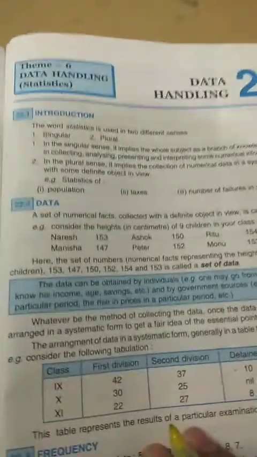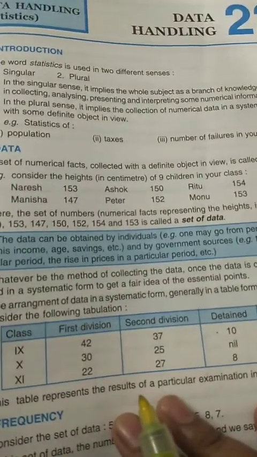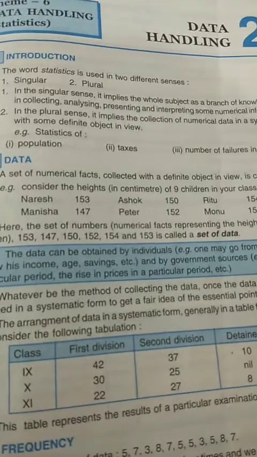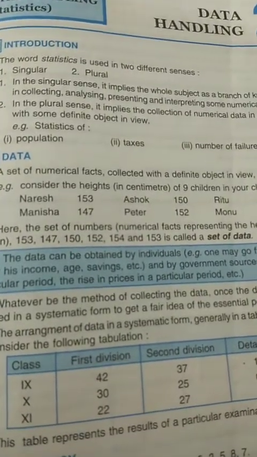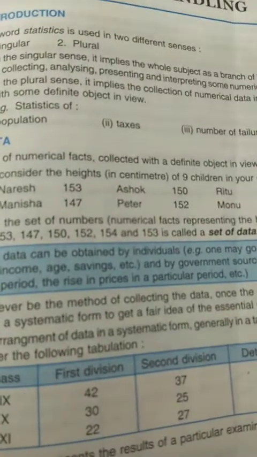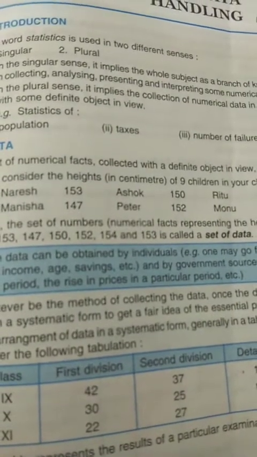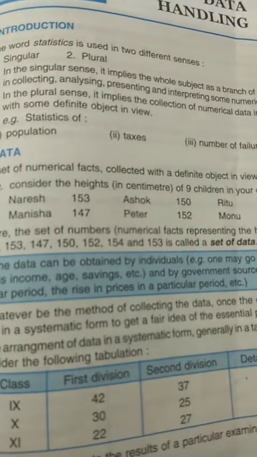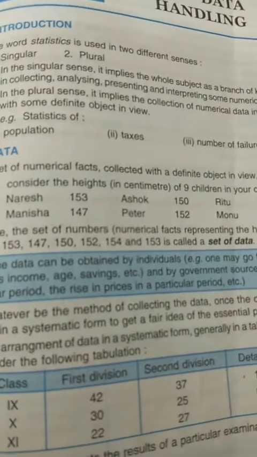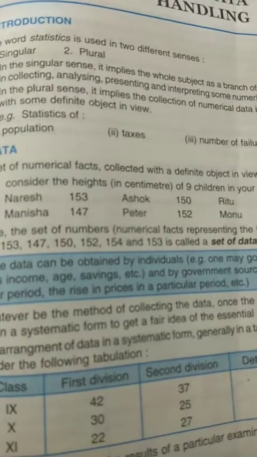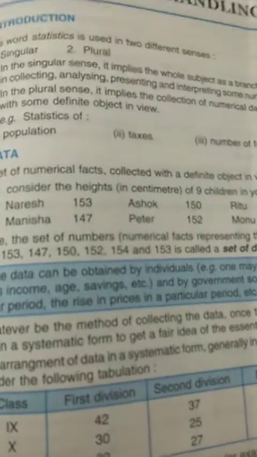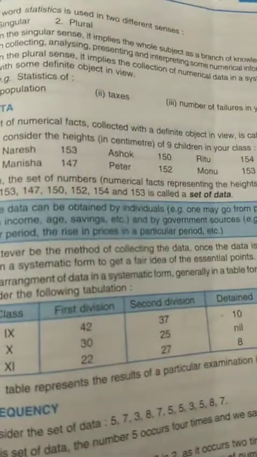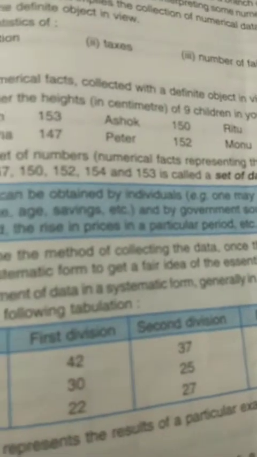What does data mean? Data is a set of numerical facts collected with a definite object in view. Now it can be a survey of any school, or anything, any topic. It can be a survey of trees planted. So this is called data. It can be anything, birth rate, population rate, etc. So the numerical facts which are collected after the survey, that is called data.